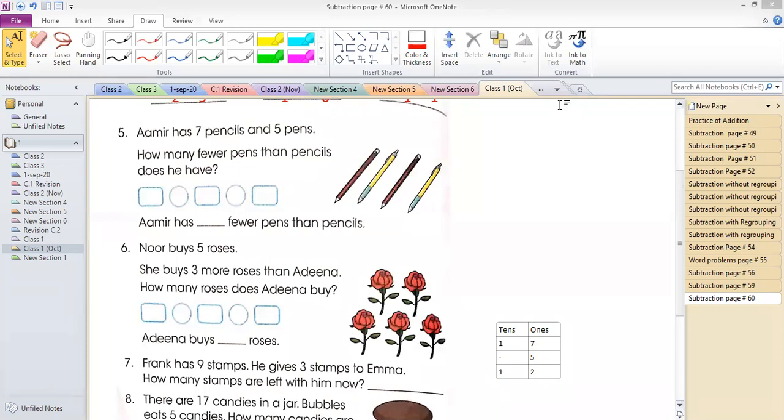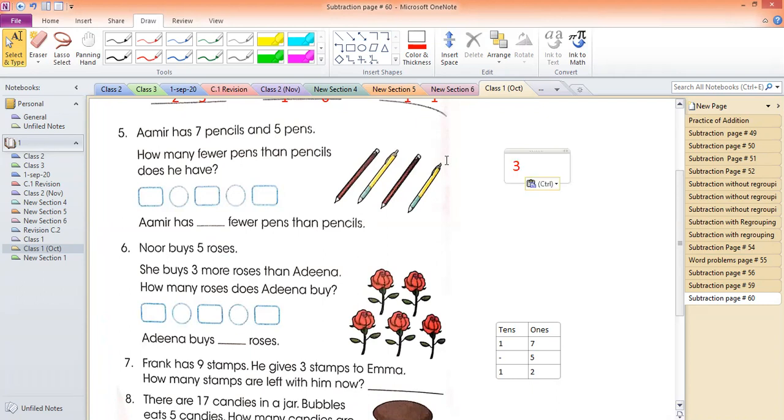Question is asking, how many fewer pens does he have? If you compare the pencils with the pens, how many fewer pens do you have rather than pencils? So what you will do, you will minus 5 from 7 and the answer will be 2. Fewer is the opposite of more. Whenever you have fewer in the question, that means you have to minus.